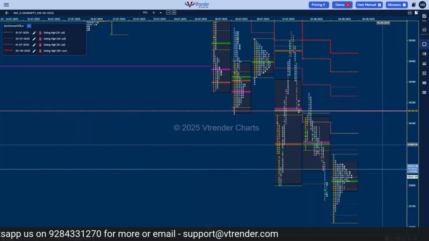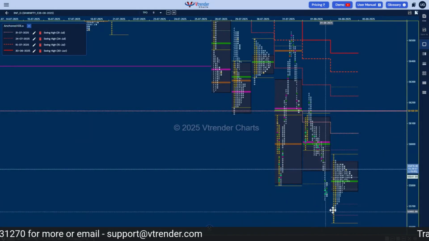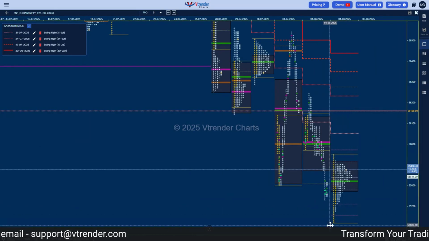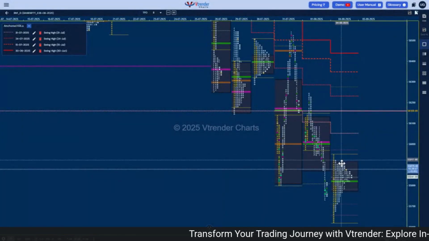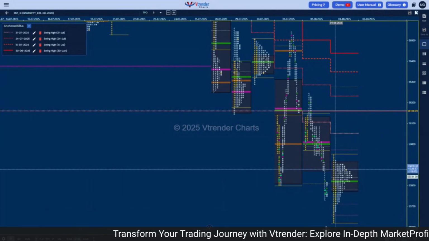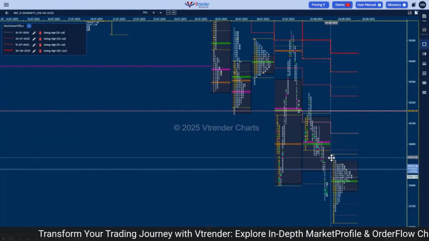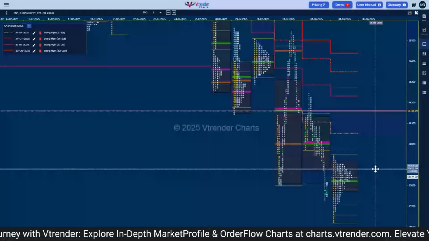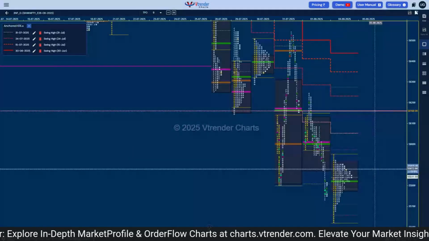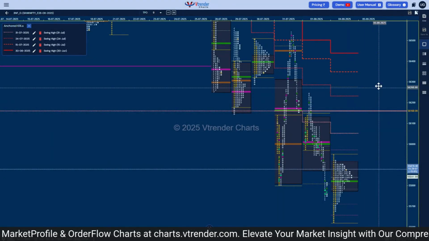If we are leaving buying tails on a daily basis like what we have done today, this is still not a confirmed one because we have an A period tail at the top also. Only if we take this out, this becomes the initiative buying tail. If this is taken out tomorrow, and then if we leave another A period buying tail, you know now that the buyers are getting in more control.